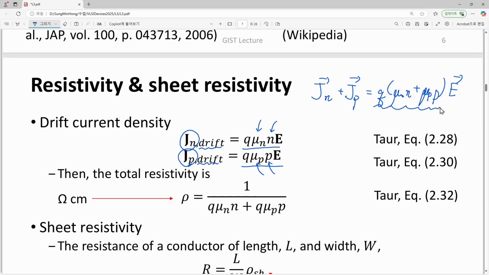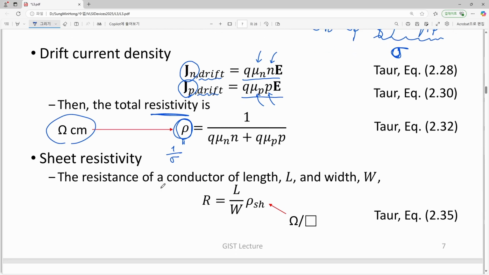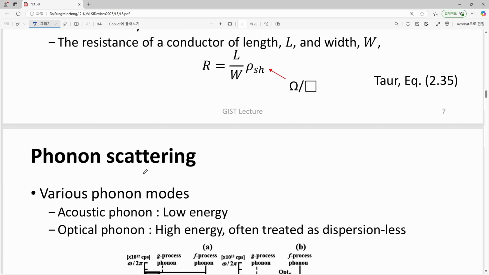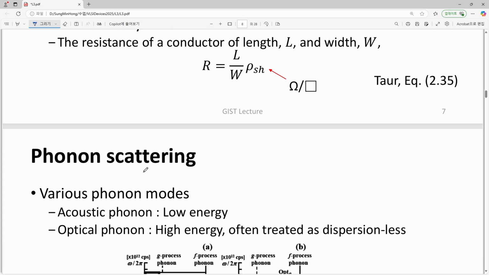And you know, this one corresponds to the conductivity. So this is conductivity sigma, and its inverse is defined as resistivity. So this one is just the inverse of sigma, and it has units like ohm centimeter. So please check the unit. And yes, I can just skip this one. We may have the chance to discuss this later.